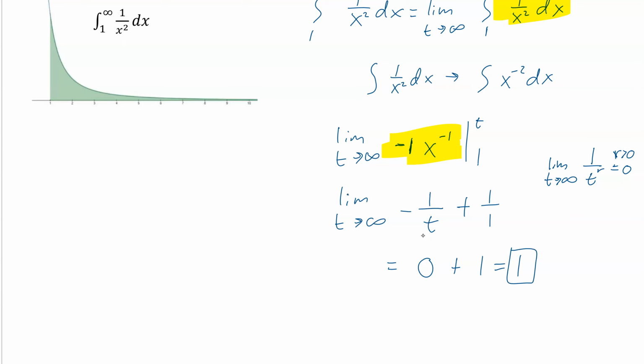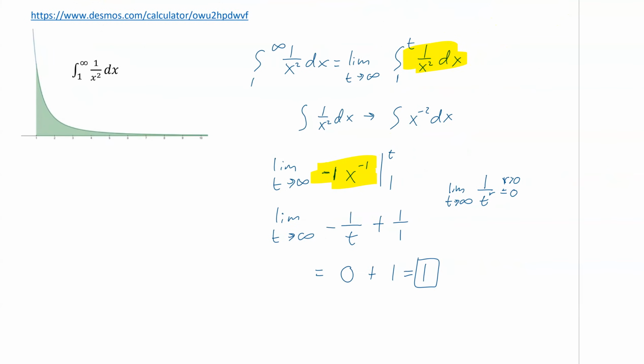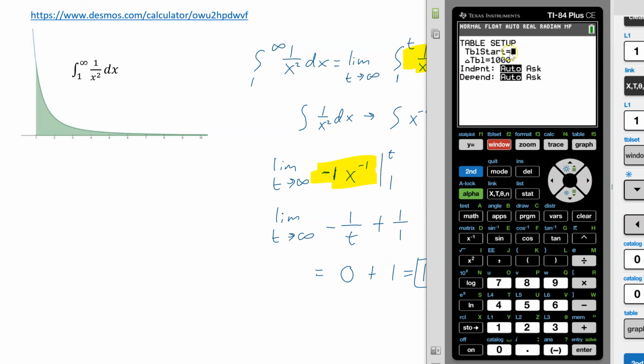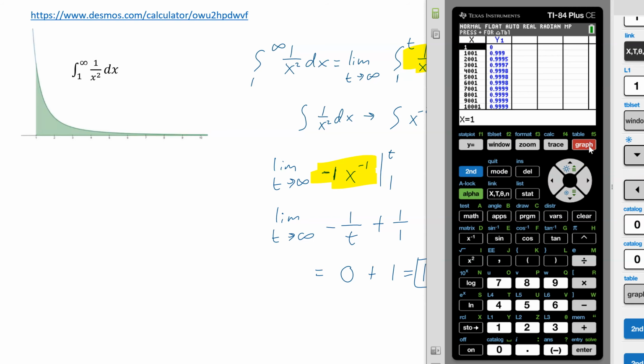Now to verify this, we do want to be able to use our calculator. So what you're going to be plugging in is not this, but what it becomes. And so this is the function we're going to plug in. Just like normal limits, we want to take a look at the way it looks. So we have negative 1 over x plus 1. That's what we had here. And then you go to your table set. We're going from 1 to infinity, so I put my change in table of 1,000. You can make it anything you want as long as it's getting really big quickly. And then we go to our table. And you can see what it's approaching. It's getting closer and closer and closer to 1, exactly.